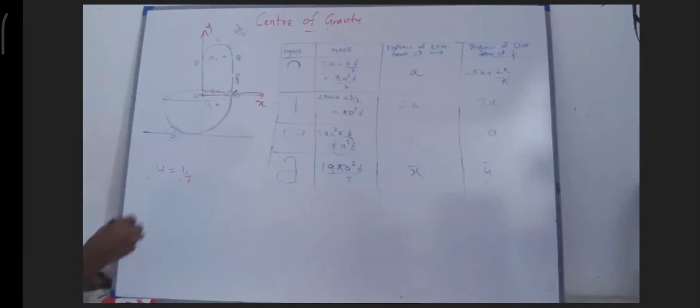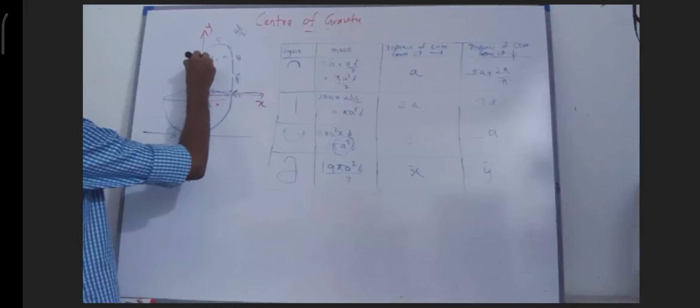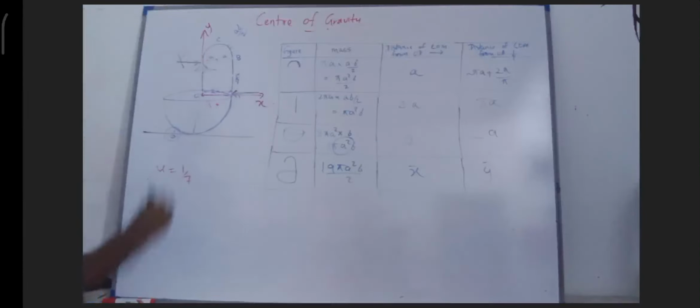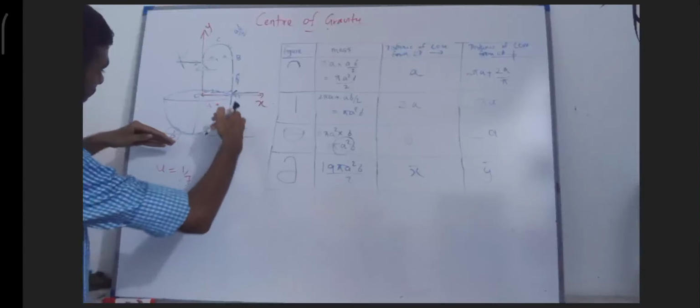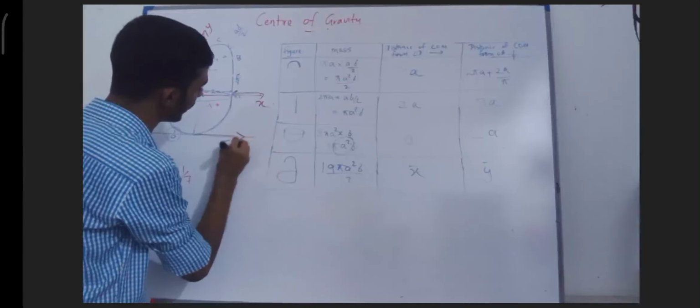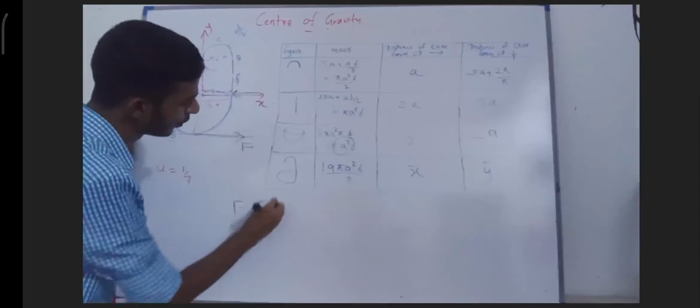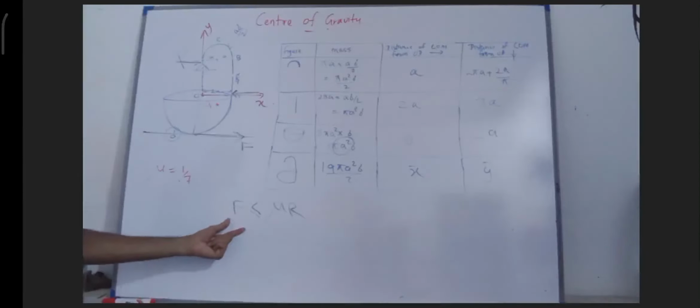So when we keep this on a rough surface, there will be a reaction force. Let me denote it using R. And when it tends to move in this direction, friction will be exerted in this direction. Let me use F. Now we know F is less than or equal to mu R. If F is less than or equal to mu R, you can keep the object in equilibrium.